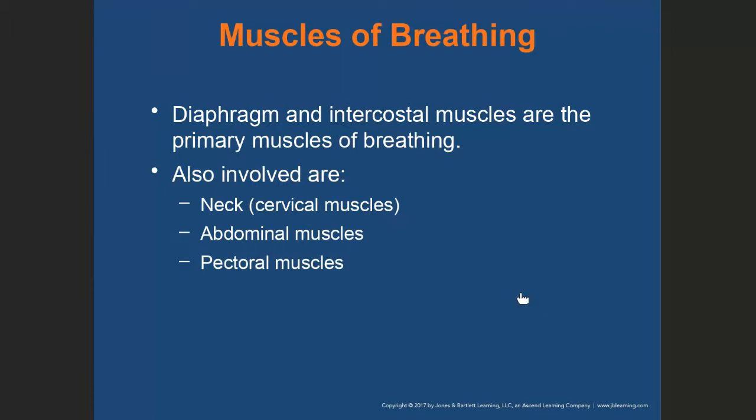Now, muscles of breathing. The diaphragm and intercostal muscles are the primary muscles of breathing. The diaphragm is extremely important to the process of breathing. Other muscles that can be involved include the neck muscles, the abdominal muscles, and the pectoral muscles located in the chest.